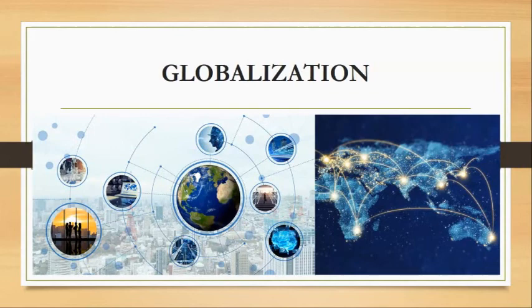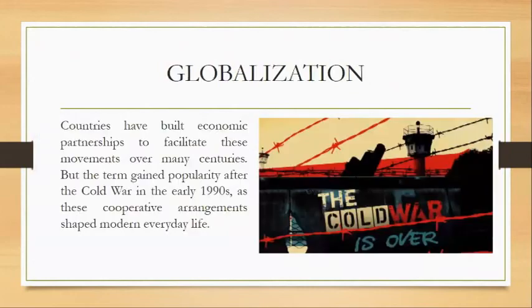Globalization. How has this phenomenon come about? According to PIIE.com, globalization is a word used to describe the growing interdependence of the world's economies, cultures, and population, brought about by cross-border trade in goods and services, technology, and flows of investment, people, and information. Countries have built economic partnerships to facilitate these movements over many centuries. But the term gained popularity after the Cold War in the early 1990s, as these cooperative arrangements shape modern everyday life.